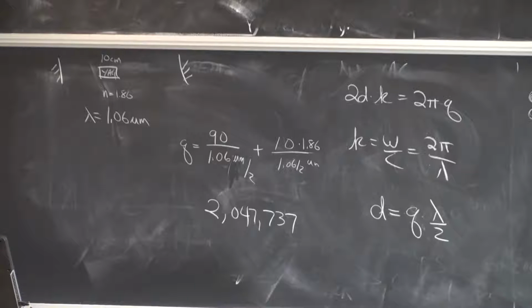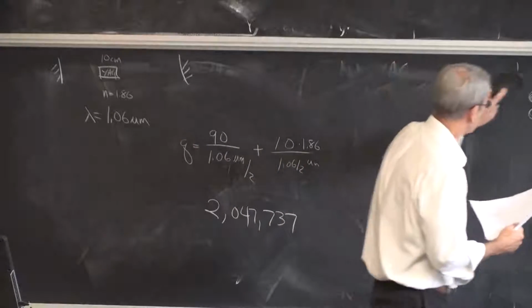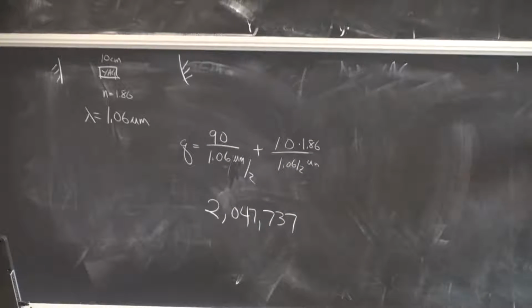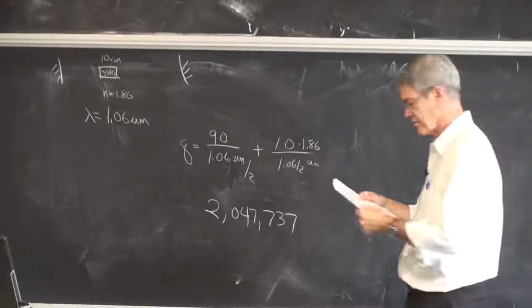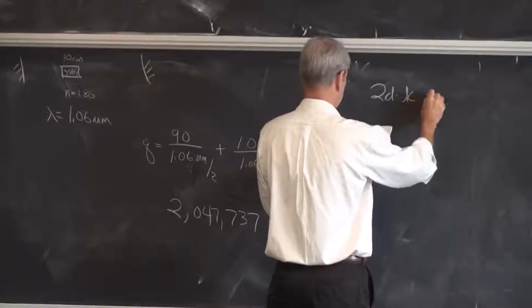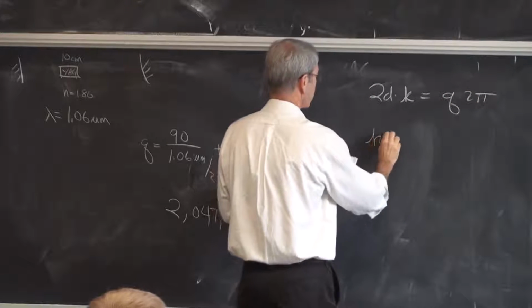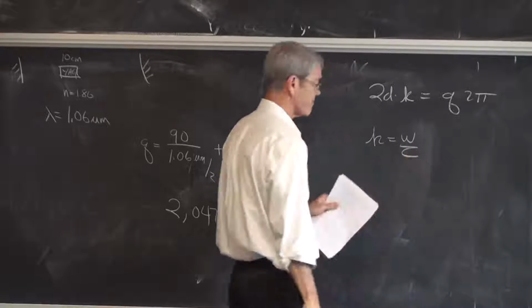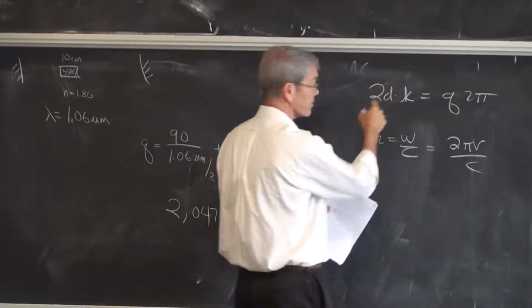Okay, now I want to introduce a new term. So we talk about these cavities, and I want to write it now in terms of frequency instead of wavelength. So again, we've got 2d times k equals some integer times 2 pi. I know that k equals omega over c. That equals 2 pi nu over c. So I'm going to substitute that in.